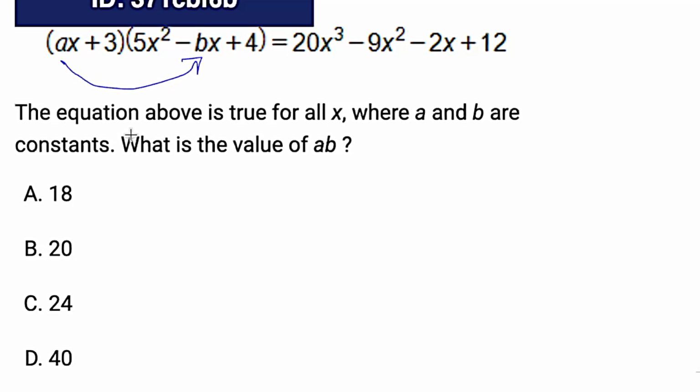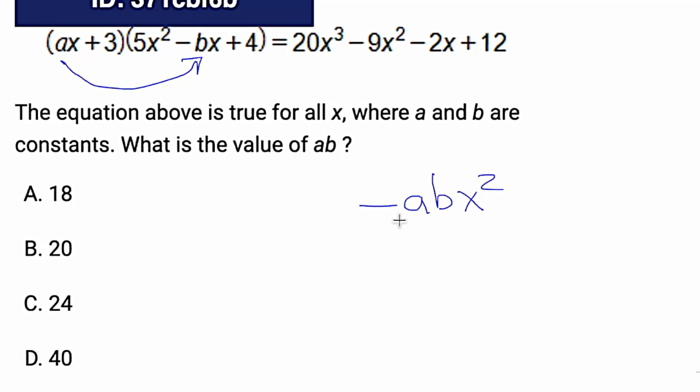Is there any other place where AB is going to show up? No, A and B will never be multiplied other than that part of FOILing this out. So I'm actually only going to FOIL that out for now. AX times negative BX would be negative ABX squared. So that's our anchor.